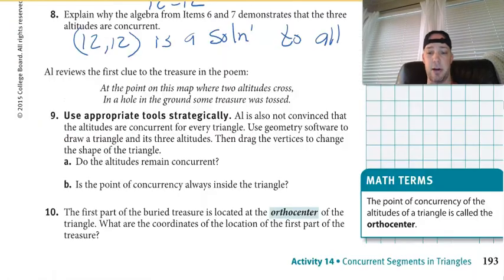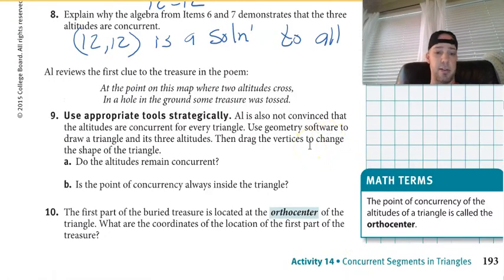All right, so back to our lesson. Do the altitudes remain concurrent? Yes, no matter where you move the vertices. Is the point of concurrency always inside the triangle? No, we noticed a few times that it was not always inside of the triangle.